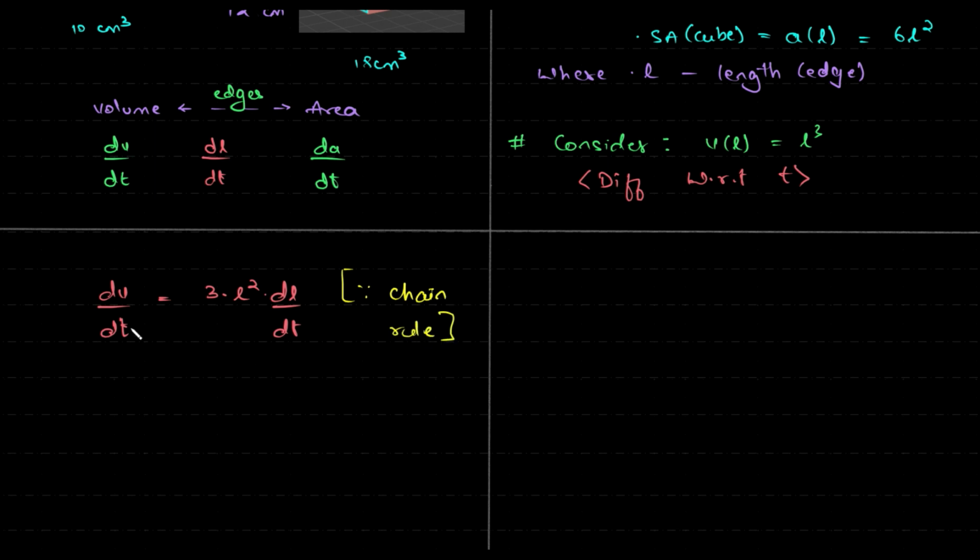See, whatever is changing, we are differentiating with respect to time. Length is also changing with respect to time, is it not? As per the chain rule, I need to differentiate L cube in this case, and I'll end up with 3L square dl by dt. This is where you guys have to understand how all of this links.